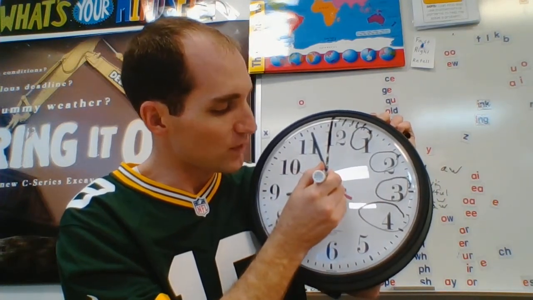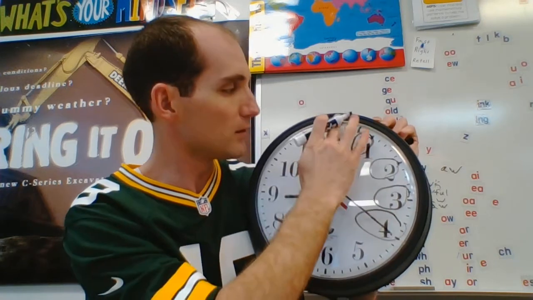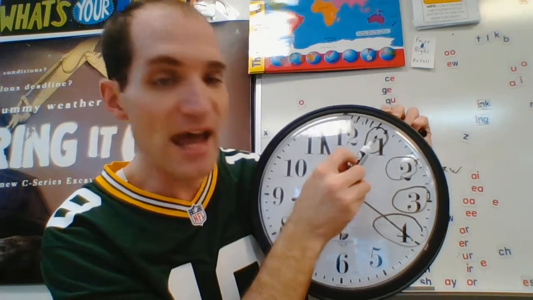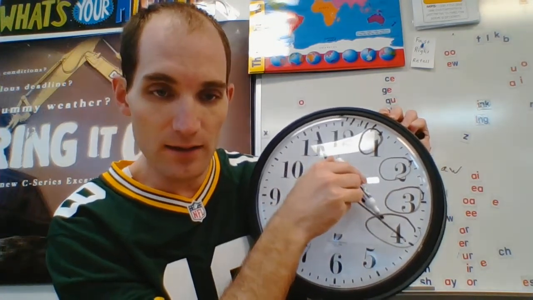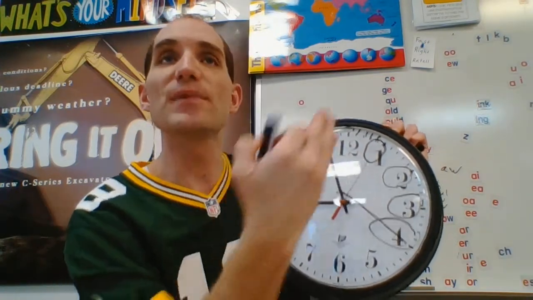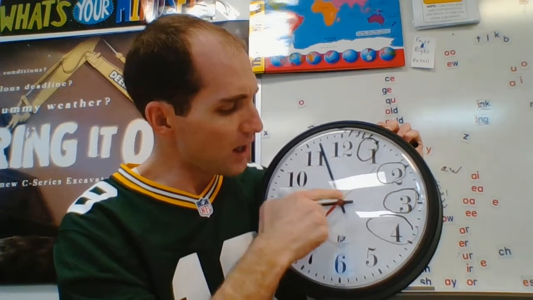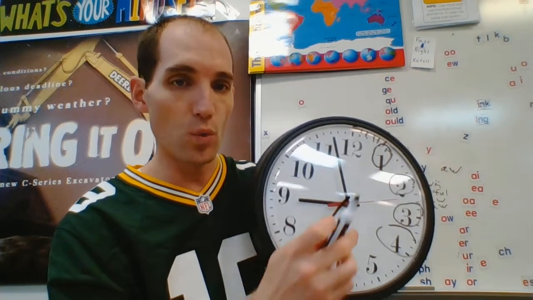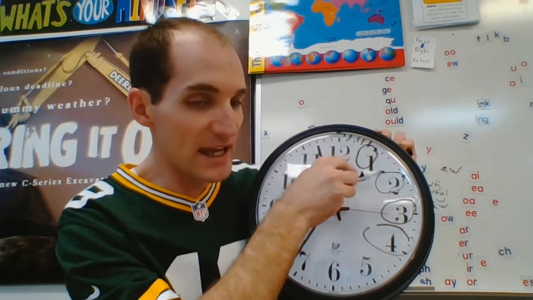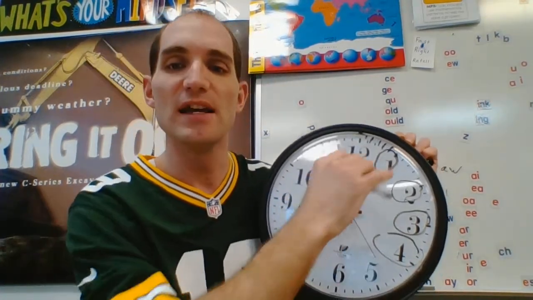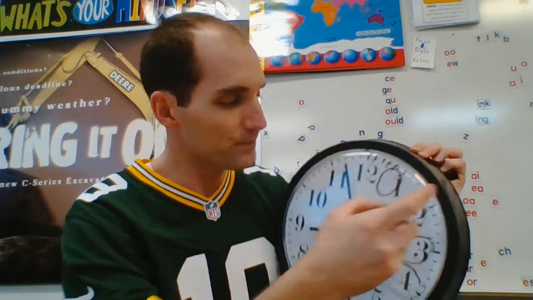If the longhand was pointing to the 4, we would think in our minds, 5, 10, 15, 20, it's 20. 9:20 or whatever the hour is, something 20. If the longhand was pointing to the 7, we would say 5, 10, 15, 20, 25, 30, 35. Something 35, 9:35, 8:35, whatever it is, it's something 35.